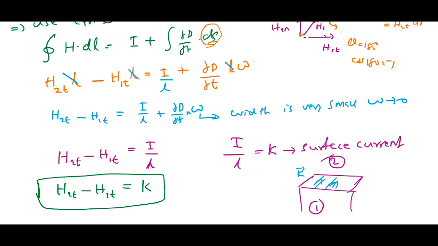But at zero current, what can we write? At zero current, we can write H2T is equal to H1T, and we can say it is continuous. But here, because a sheet current flows, that is not continuous, but it is discontinuous.